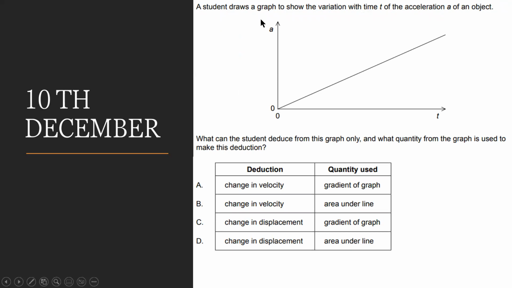A student draws a graph to show the variation with time t of the acceleration a of the object. It's a plot of a versus t. What can the student deduce from this graph only, and what quantity from the graph is used to make this deduction? What is it that you can deduce from here, and what quantity from this graph is used to make this deduction? Okay, so there are four options being given over here. So it's an a versus t plot. You can think over it and then write it across.